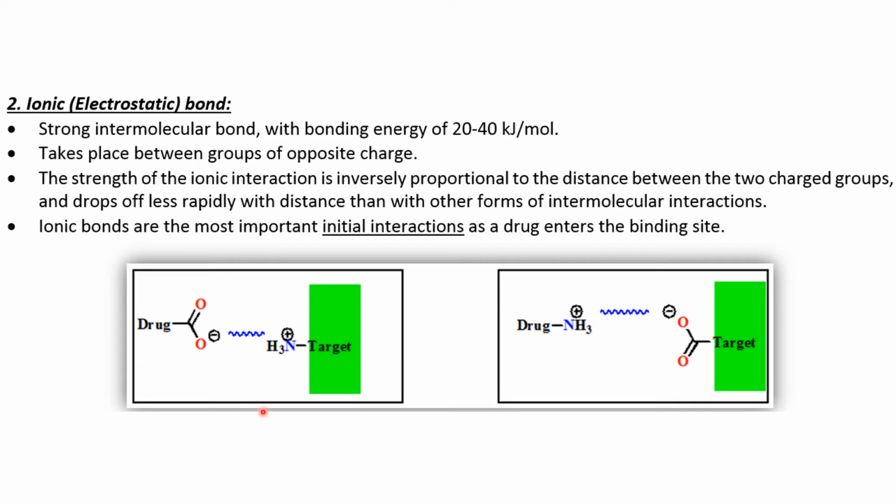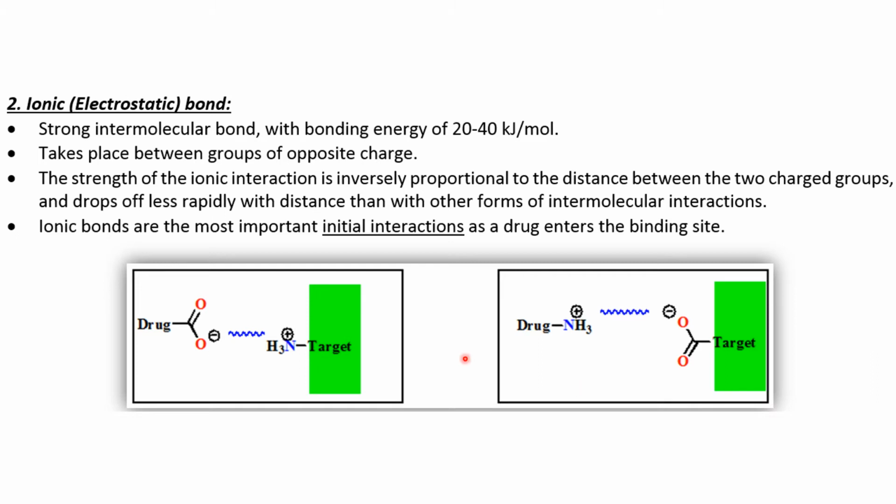For example, if you have an amino acid here with a positive charge on the nitrogen and you have a carboxylic acid here on the drug with a negative charge, then we know that the bond here is an ionic or electrostatic bond. The opposite can occur here. You might have the positive charge on the drug and the negative charge on the target, for example on an amino acid, and again you will have an ionic bond.